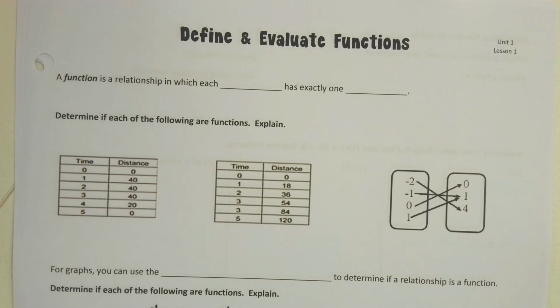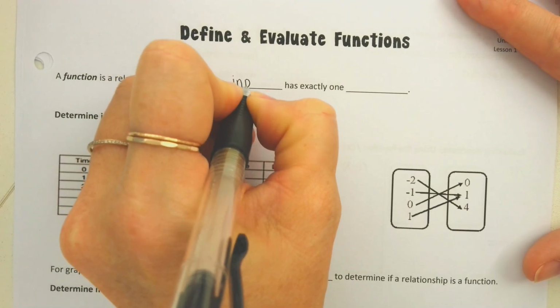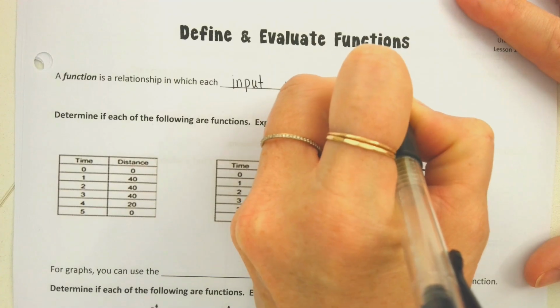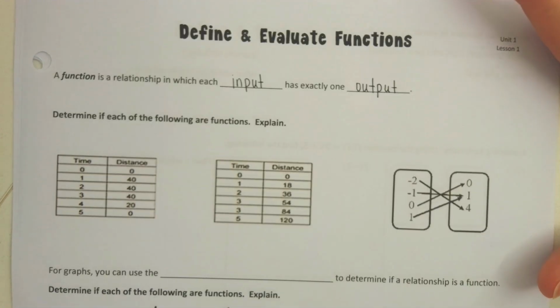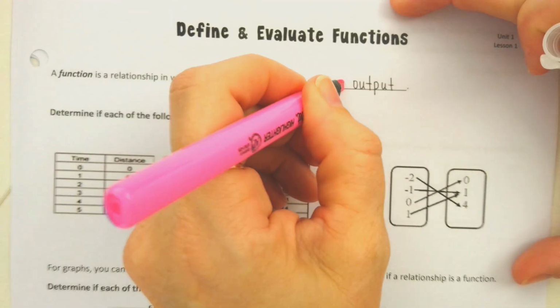Coming up with some words to talk about functions. And we ended up using words like input, output, X, Y. We found these new vocab words that we might not have remembered. But a function specifically is a relationship between X and Y in which each input has exactly one output. And then the key word here, the most important part of this, is exactly one.